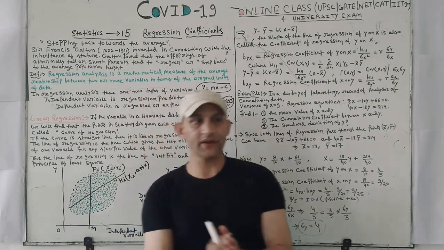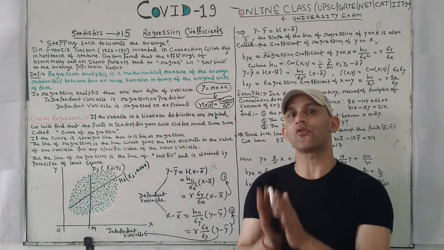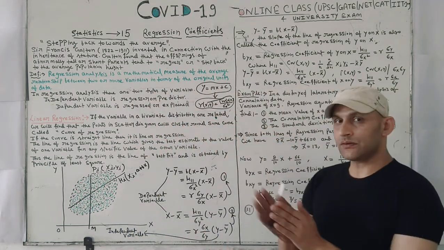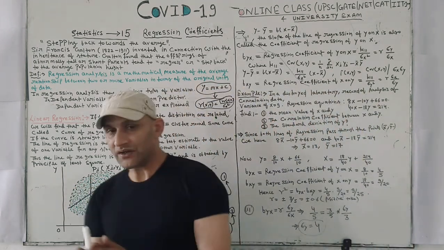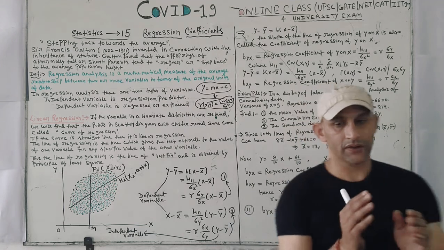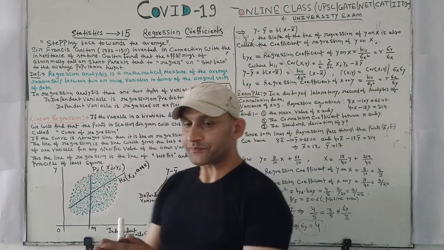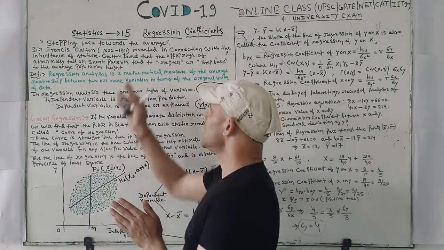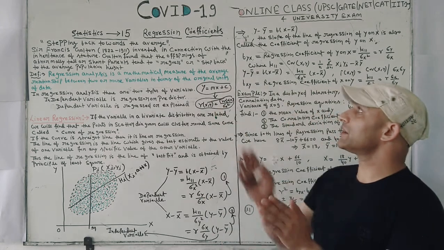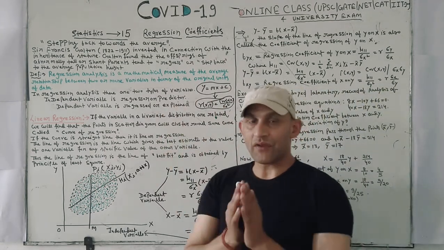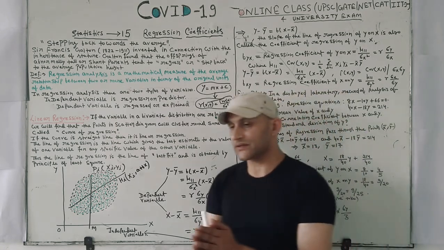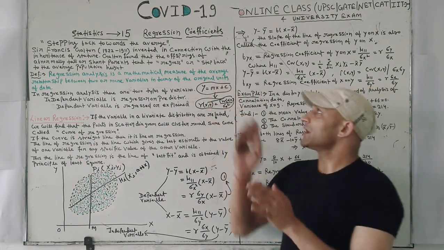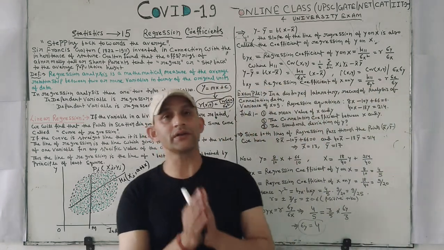Already we have explained the meaning of correlation in real life, and in lecture number 13 we covered the shortcut method: if someone asks you to find the correlation between two sets of data, what is the shortcut method to find it? In lecture number 14 we explained the meaning of regression, and also solved some examples. In this lecture we will explain the regression coefficient.